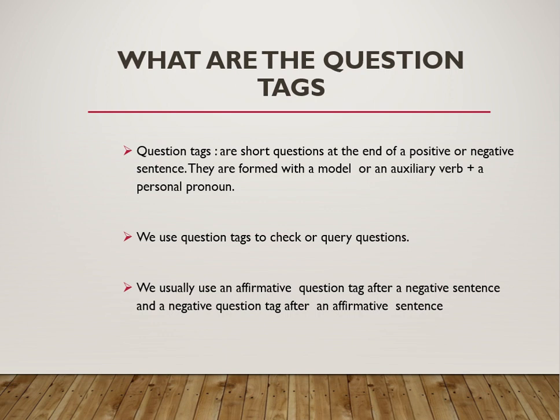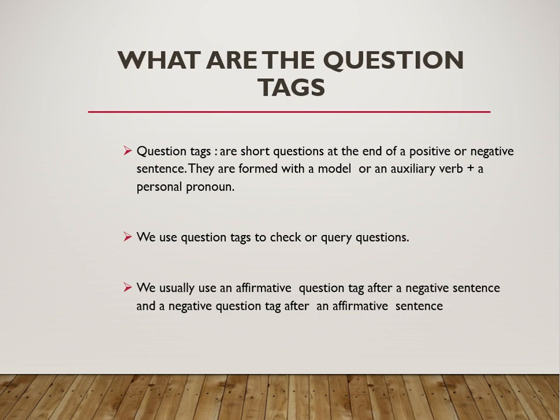How do we form them? What is the structure of question tags? Exactly. We have a modal or auxiliary verb plus the personal pronoun. We put the auxiliary verb first, for example is, are, am, was, were, has, have, helping verbs. Do you know the helping verbs? Can you remember them? And some modals like will, shall, must.